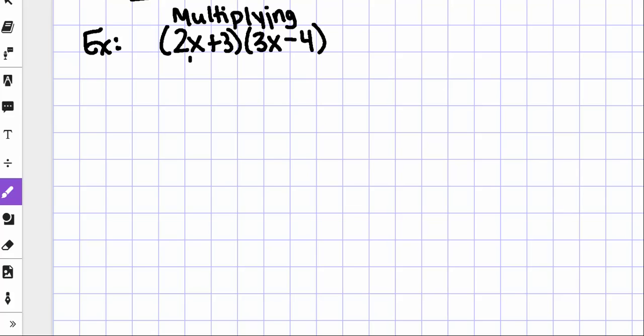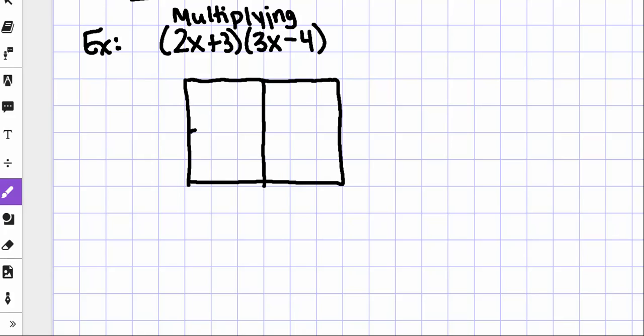I've got 2 terms here, 2 terms here. So I'm going to draw a 2 by 2 box. And I'm going to write 2x and plus 3 and 3x and then minus 4. I like to put my negative with the number so I see it. And then I'm going to multiply.